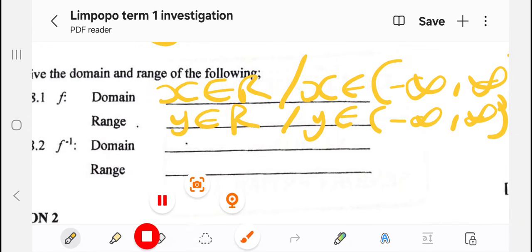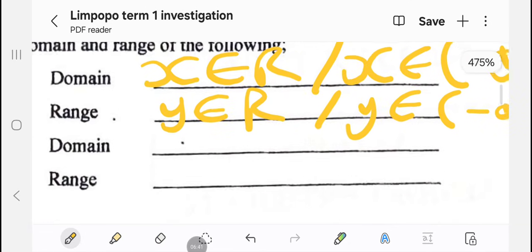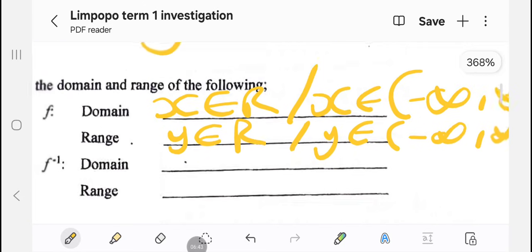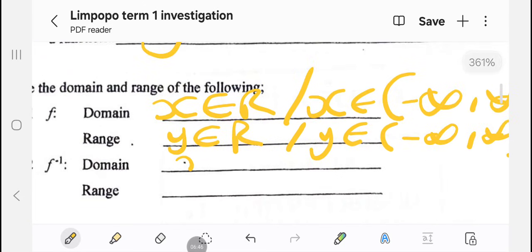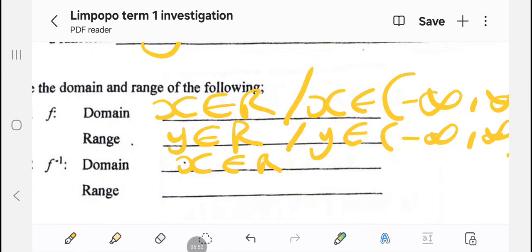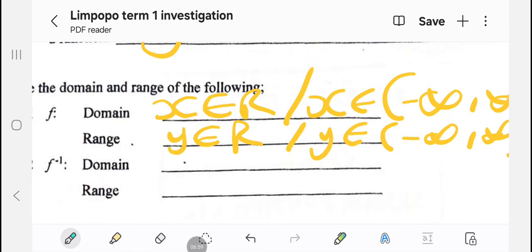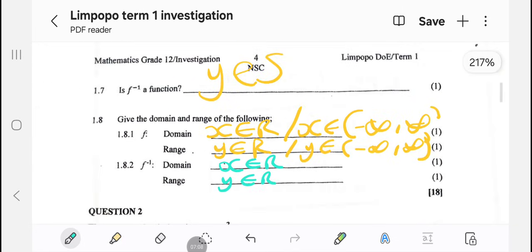Then what about the domain and range of the inverse? It's still the same because the inverse of a straight line is also a straight line. x is an element of that. Let me use a different color, green. So x is an element of that, y is an element of that. Let's just leave it like that, since writing the infinity is too long.